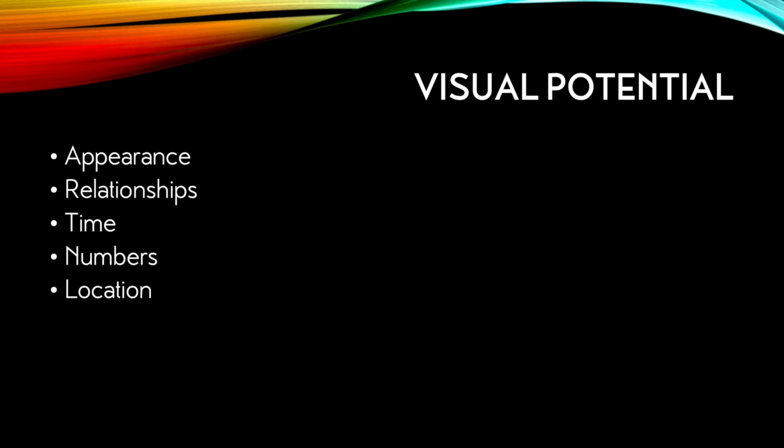To start off, there are 5 forms of visual potential that I used in order to create my infographic: appearance, relationships, time, numbers, and location. Visual potential is essentially when you're transforming a concept into a visual representation which would contain different visual attributes so that the illustration is perceived easily by a viewer. Without visual potential in an infographic, viewers find it hard to understand information to the fullest extent.